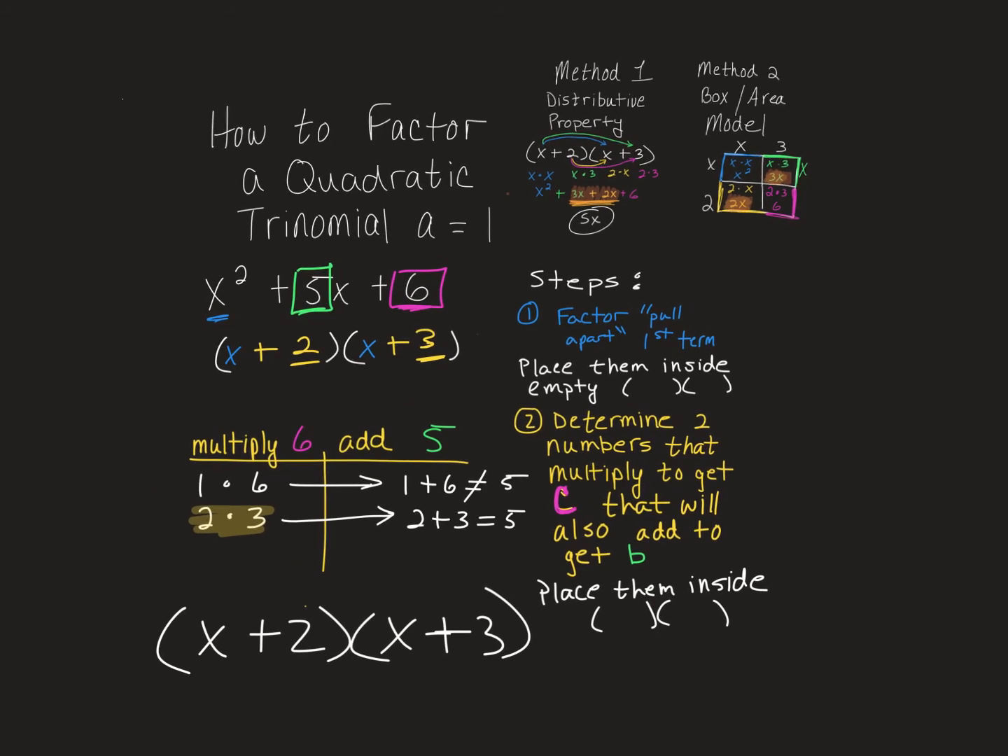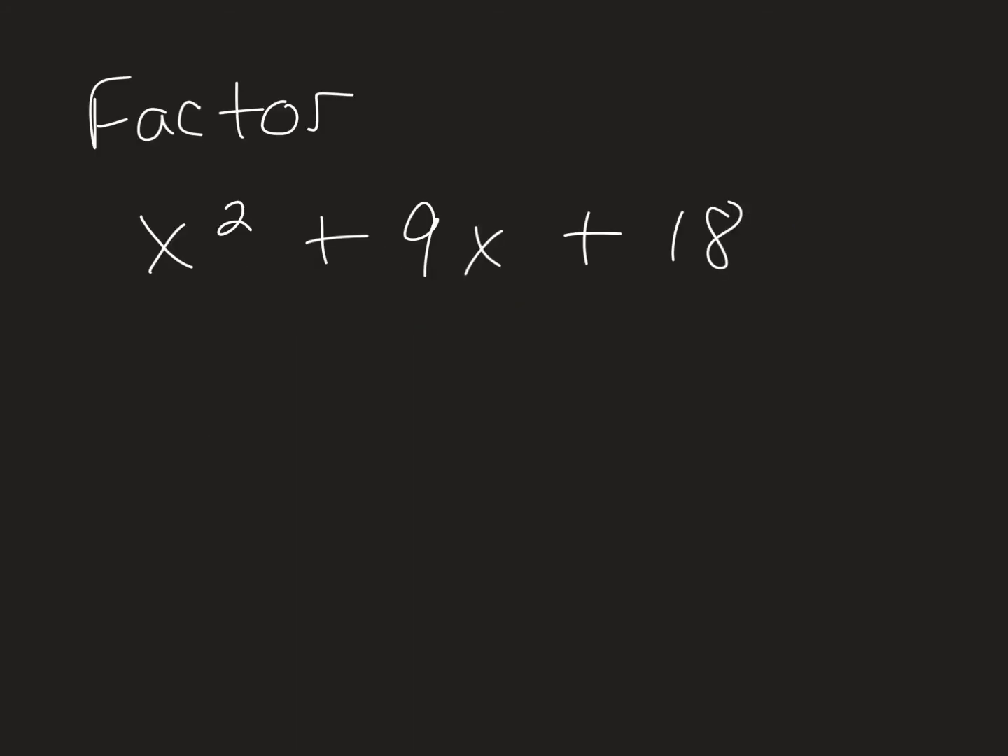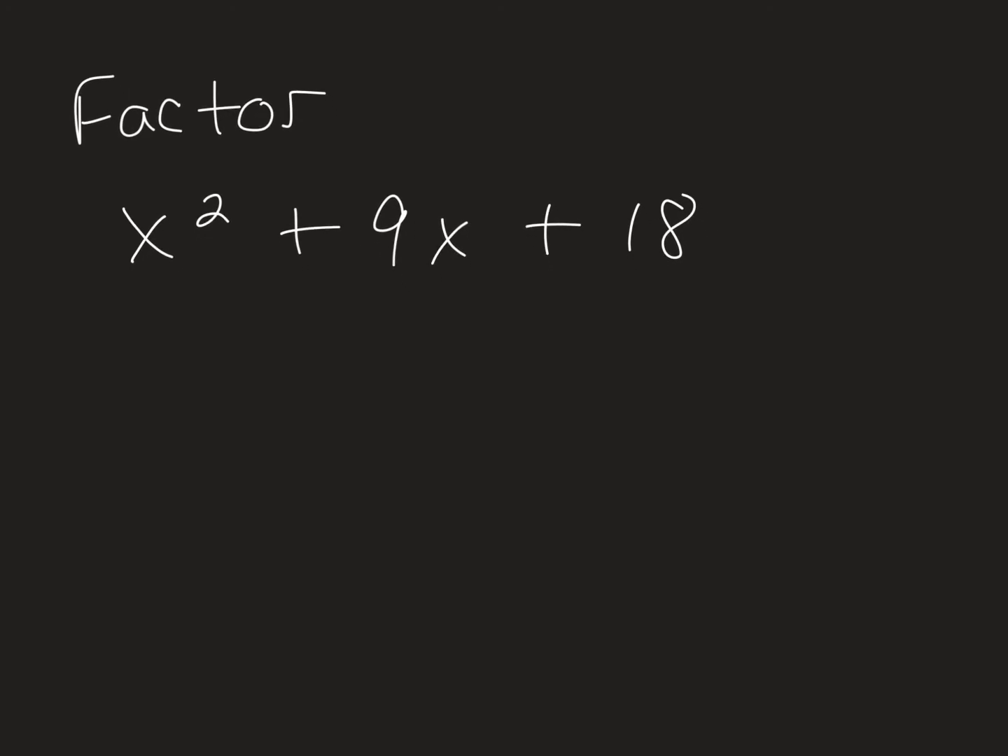So let's try one where we don't actually know the answer ahead of time. So this time we don't know the exact numbers that it's going to be. So we're going to need to follow the steps. I'm not going to write the steps down, but I am going to use the same color coding that I did for the steps before. So step 1, we need to factor. We need to pull apart that x to the second power, right? So we're going to pull it apart into an x times an x, and I'm going to place them inside of those binomials that I know I'm going to end up with at the end.